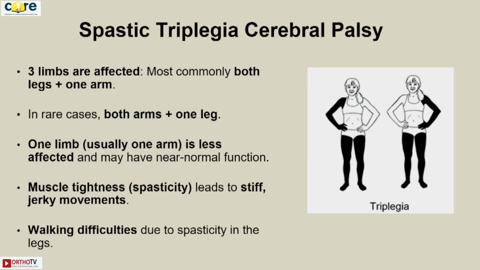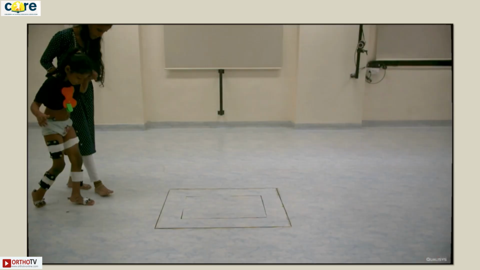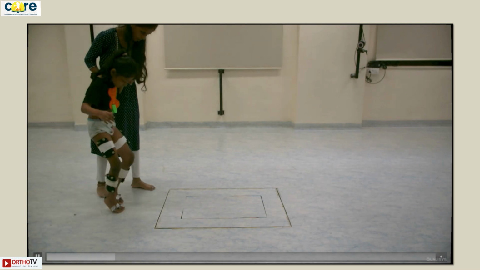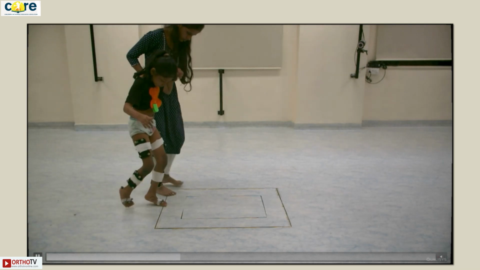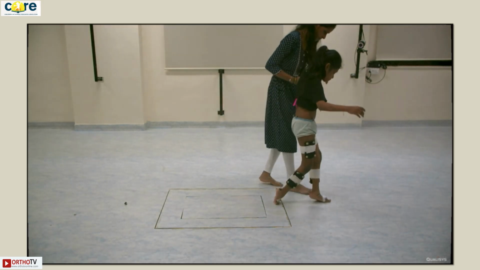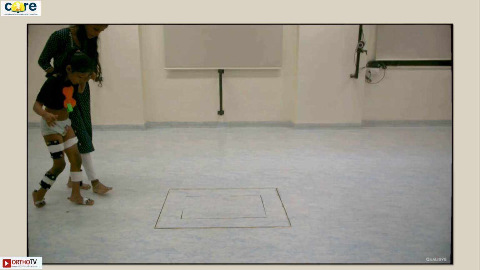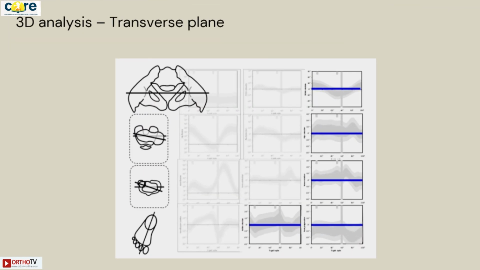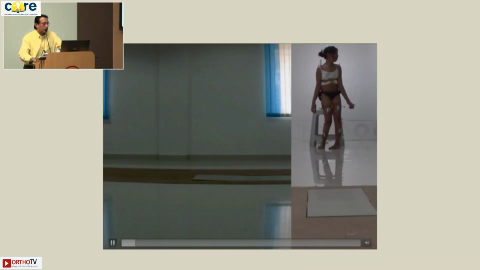The triplegic is rare to see, but you can have also where 3 limbs can be involved. These are rare cases. And sometimes you can see them in the gait lab when this child has got involvement of both the legs and the right hand. And you can see how she's walking. So this is a triplegic gait pattern. Now one must analyze in 3D as well to see which plane is involved more. And that's why the torsional profile, as discussed earlier, is important to see.